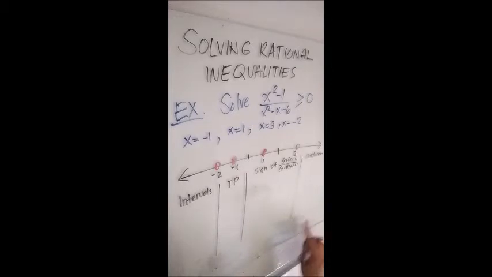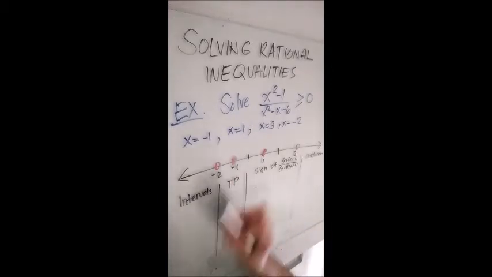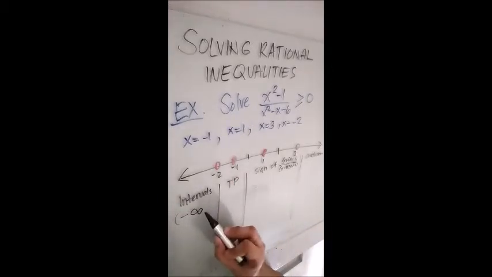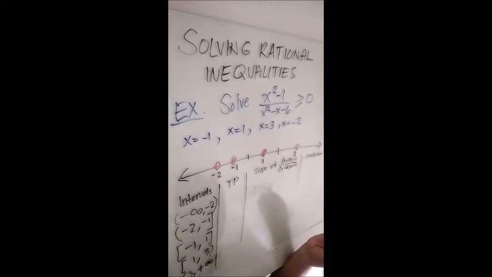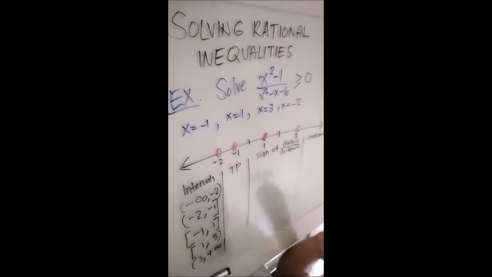Okay, so the intervals. So we have negative infinity to negative 2, open, and then negative 2, open, and then negative 1, closed, included, and then negative 1 to 1, and then 1 to 3, not included, and then 3 to positive infinity.